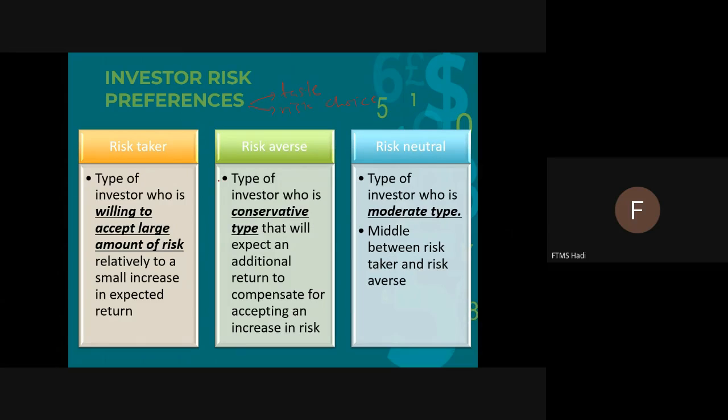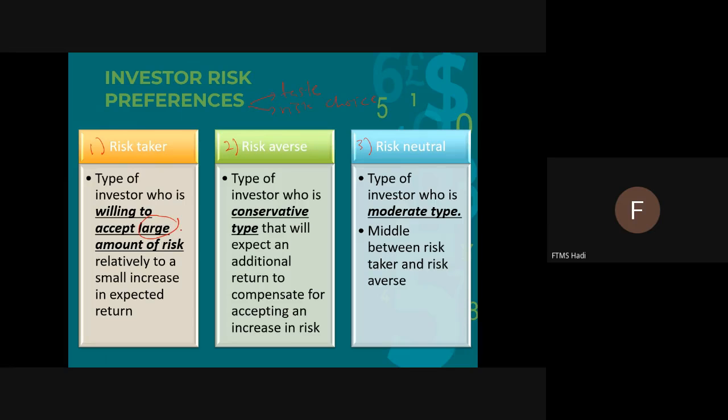Let's have a look at those three types of people. The first one is a risk taker, the second one is risk averse, and the third one is risk neutral. Risk taker means a type of investor who is willing to accept a large amount of risk. In Malay we call it berani mati. So a risk taker is someone willing to take risk, ready to accept the consequences, whatever happens to the investment, relative to a small increase in expected return.